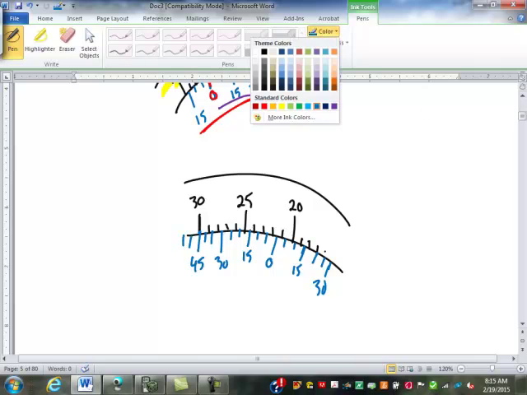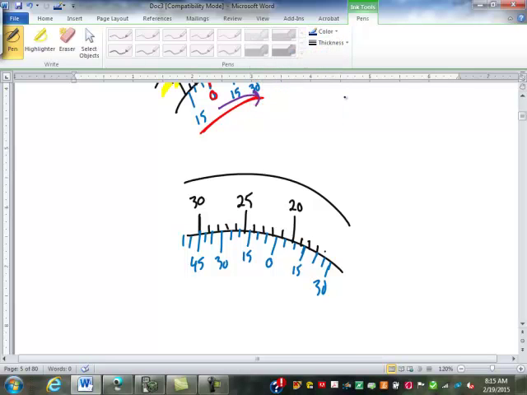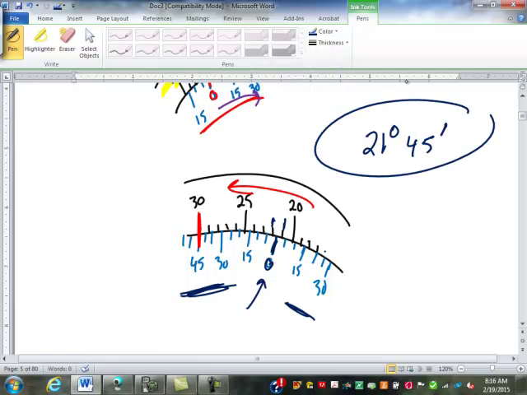Okay, on this one, you guys read it for me. Tell me what this thing reads. 21. Okay, yeah, here's the 0 right here. It's between 21 and 22, so we got to go with the smaller one, 21 degrees. Then do we read this side or this side? That side, the left side, good. Because the main scale is increasing going in that direction. 45 is the one that lines up, so that is 21 degrees, 45 minutes. What do you guys think?